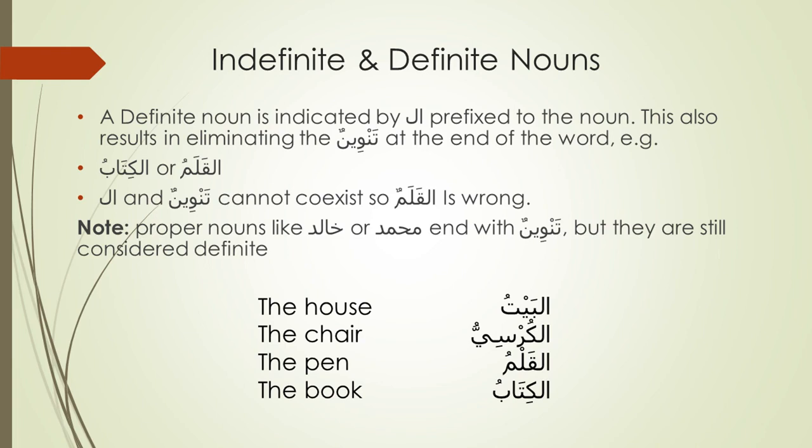And there's a note that proper nouns such as Khalidun, Muhammadun, these end with a tanween, but they're definite. Because if I'm saying Khalid, I'm talking about a specific person, or Muhammad, this is a specific person, it's definite. So proper nouns are definite. As for the others, they have to come with alif and lam, or the alif and lam is dropped.